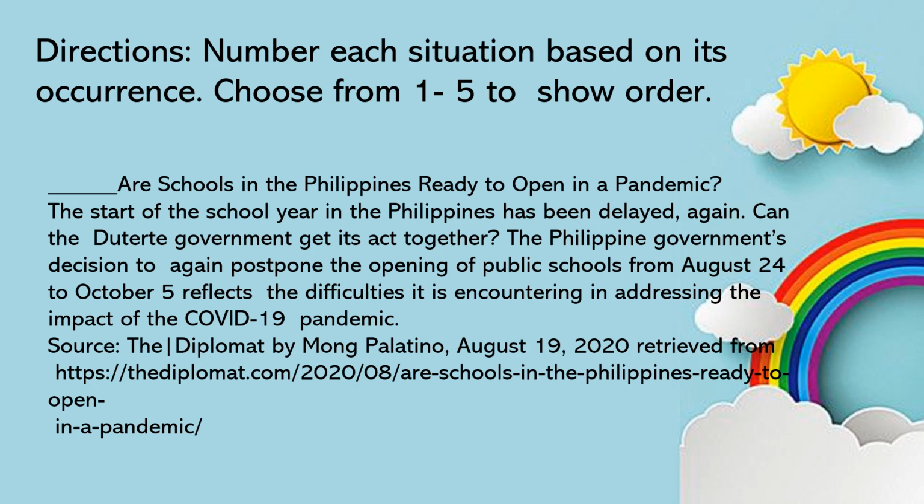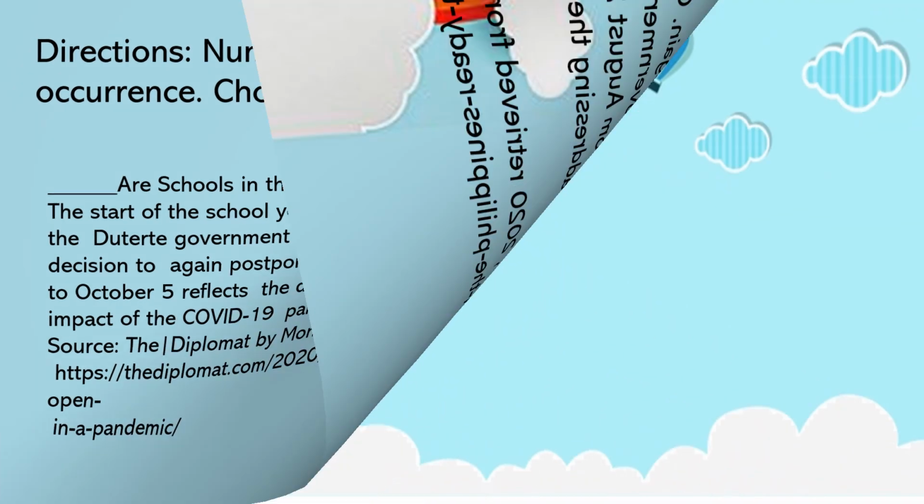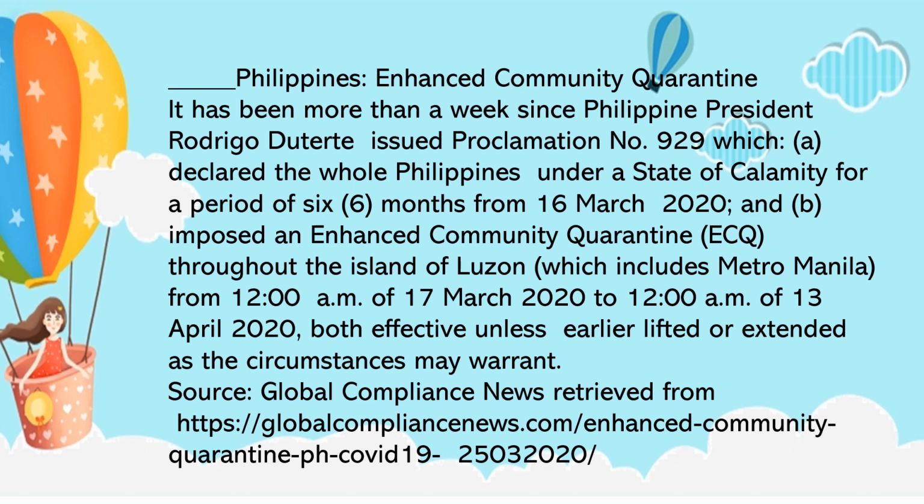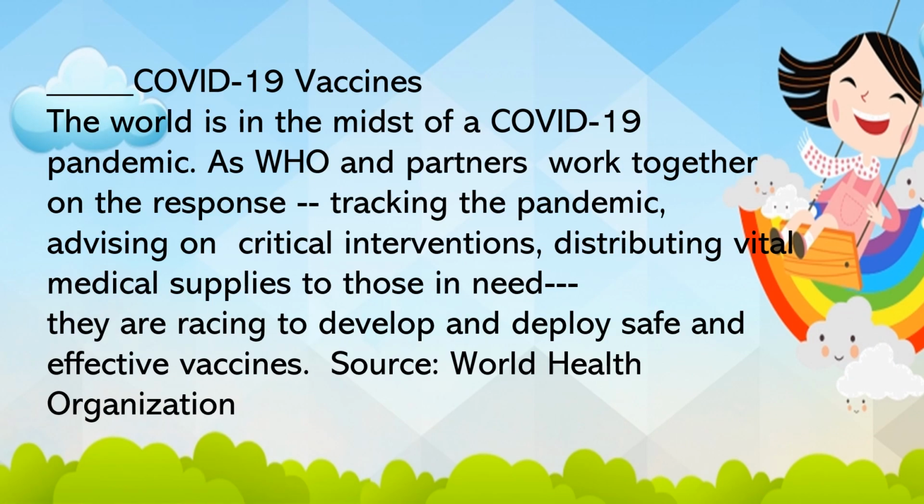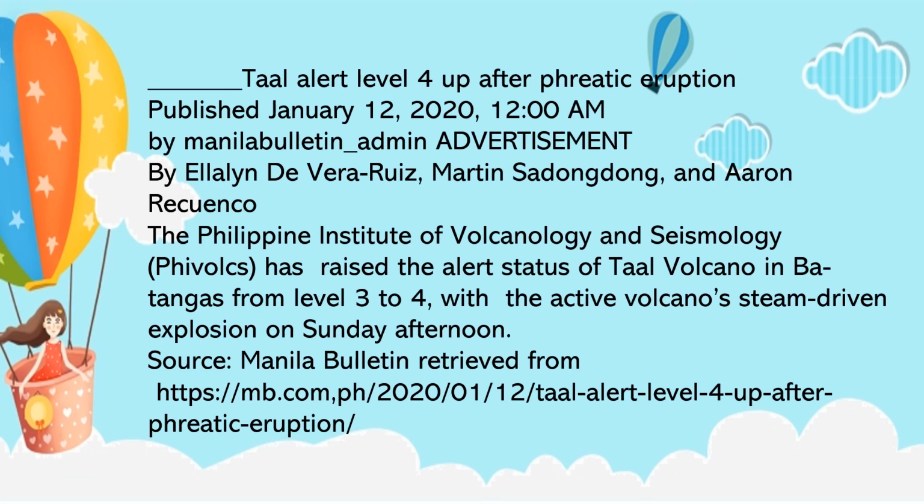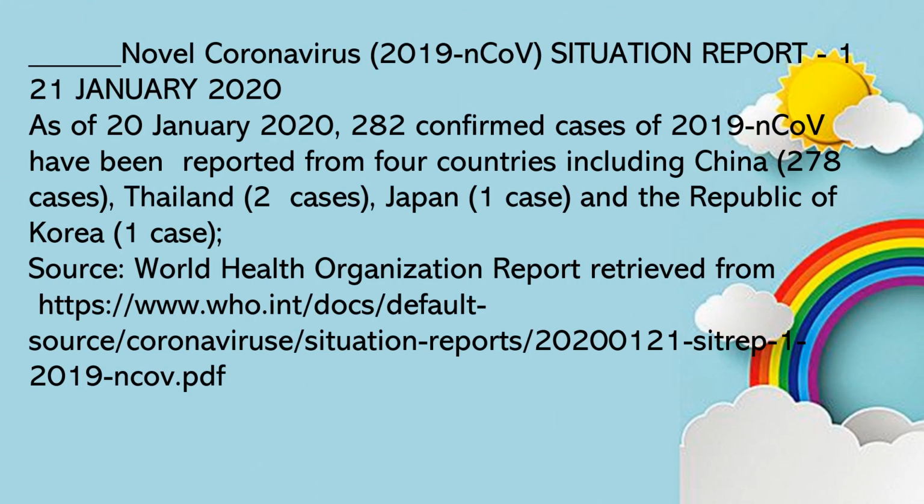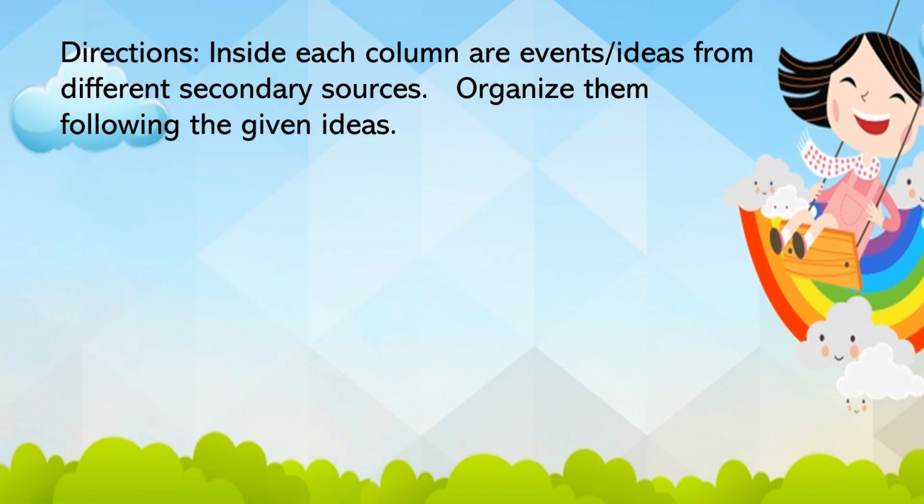Which event happened first? Is it the opening of classes? About enhanced community quarantine? About COVID-19 vaccines? Or about the Taal eruption? Or the novel coronavirus? So you will write numbers 1 to 5 to show which happened first. Another activity.